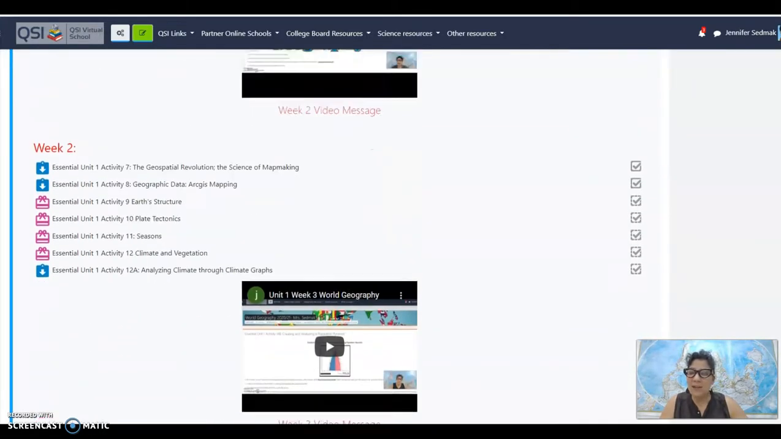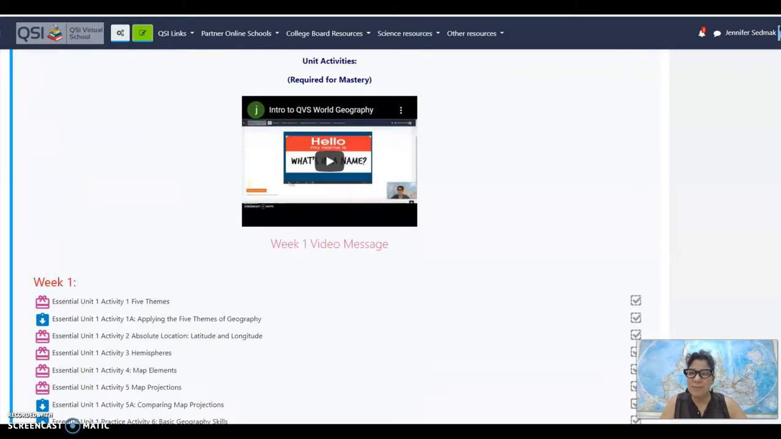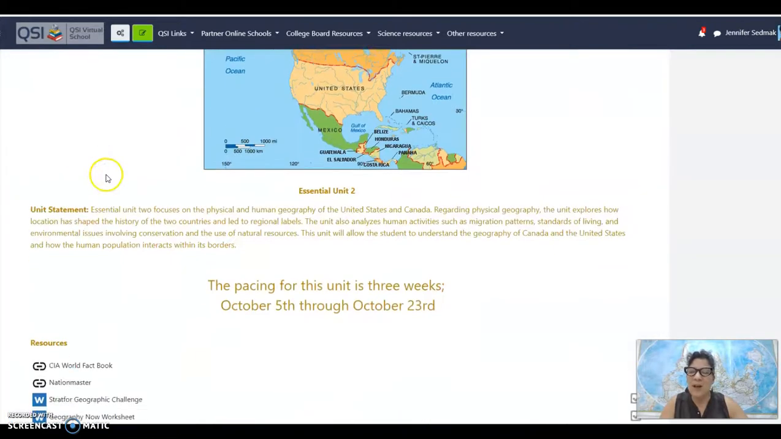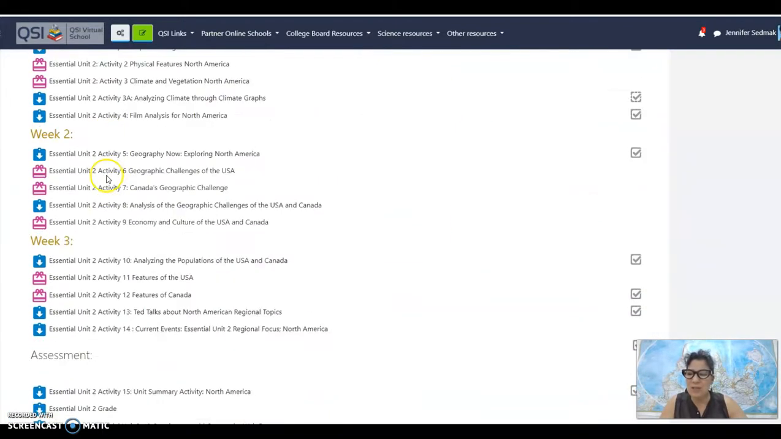Then going back to the main page, let me make sure I'm in the right section. It keeps taking me to Unit 1. Going back to the main page in Unit 2 in Week 2, next we're going to start looking at geographic challenges of the 2 countries that we are focusing on.